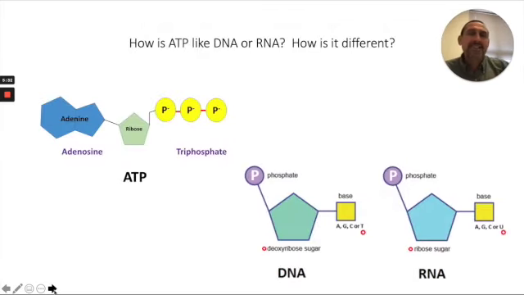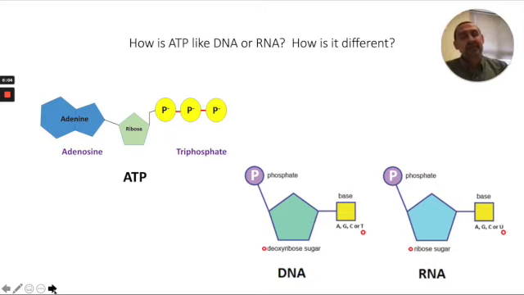How is ATP like DNA or RNA? Remember that ATP is a nucleic acid just like DNA or RNA. How are they similar? Well, they both have phosphates. They both have sugar. ATP uses the ribose sugar just like RNA. And they both have a nitrogen base, adenine for ATP. Now, DNA could have A or C or T or G. RNA could have A or G or C or U, but they have that base.